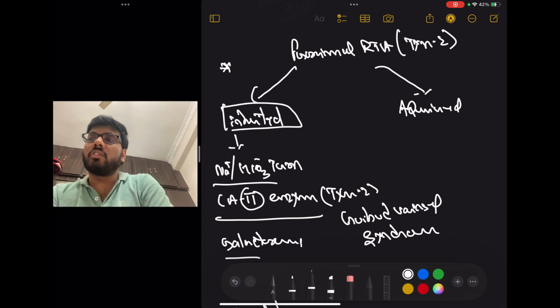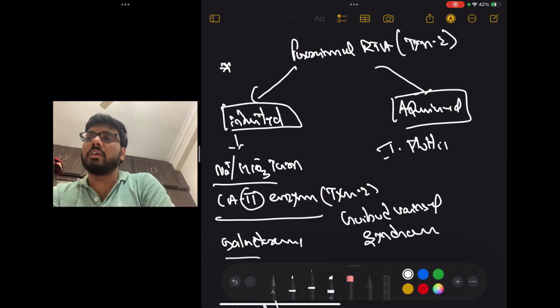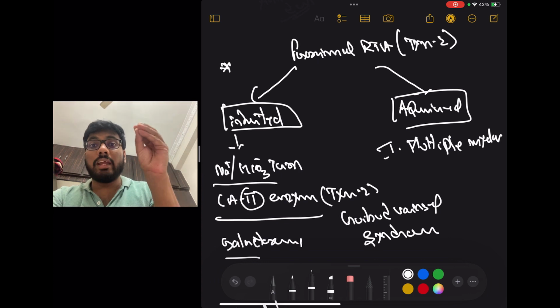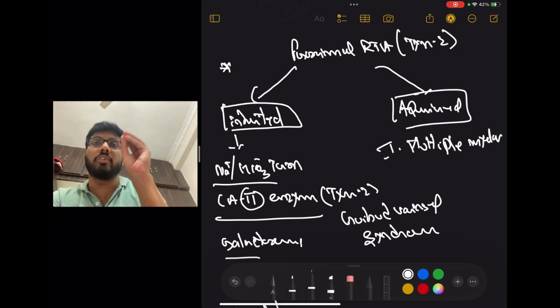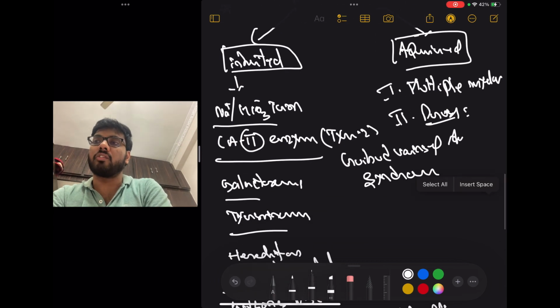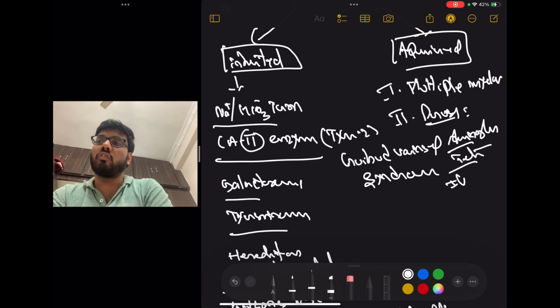Right, what are the acquired causes? Remember, acquired causes, first one is multiple myeloma. Remember, multiple myeloma will lead to hypercalcemia, which can lead to distal RTA as well. But there will also be myeloma light chain excretion, which are toxic to the tubules, predominantly to the proximal convoluted tubule. That's why multiple myeloma leads predominantly to proximal RTA. Then drugs. Drugs include aminoglycosides, tetracyclines, ifosfamide, cyclophosphamide, and tenofovir.